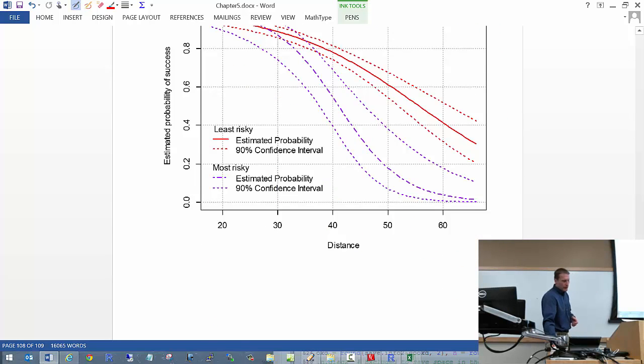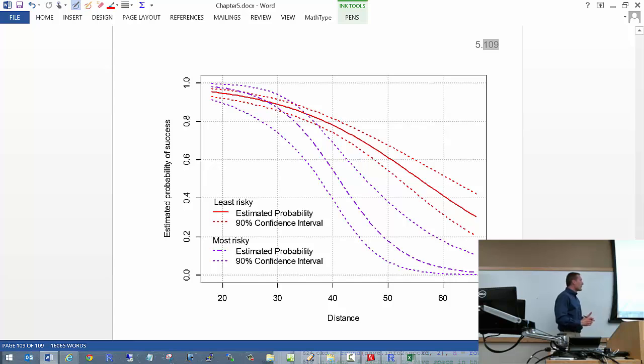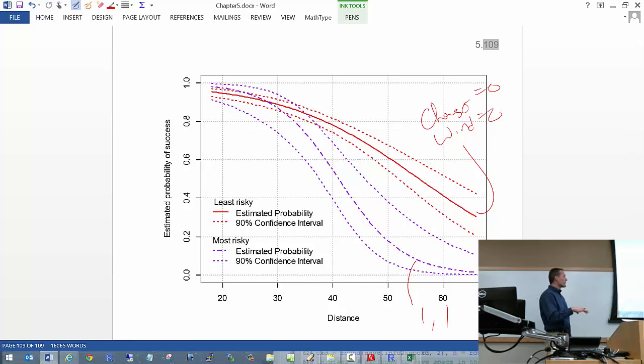And then lastly, I do another little plot that shows the same thing, where the red line again is change equal to 0, and wind is equal to 0. The purple line is the opposite, where change and wind are equal to 1. So least risky versus most risky, and I put 90% confidence interval bands for the probability of success around them. And again, you can see that there are differences. You don't see an overlap anymore after about 38 yards.